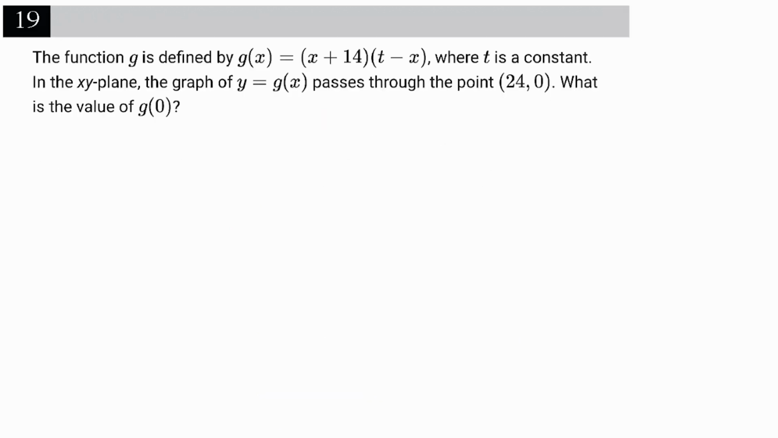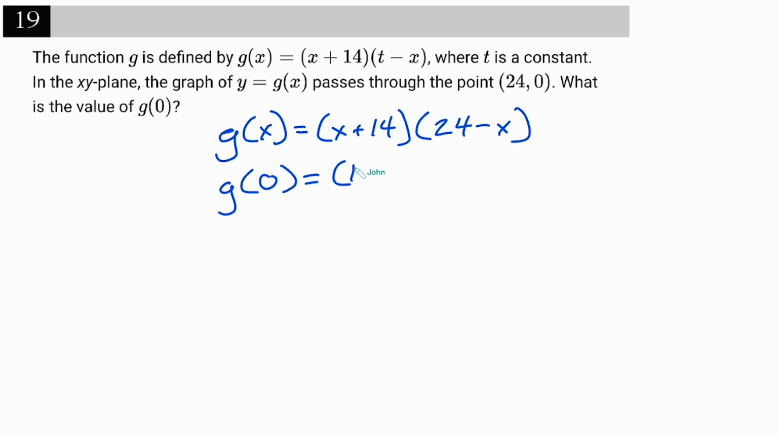The function g is defined by g of x is equal to x plus 14 times t minus x, where t is a constant. In the xy plane, the graph of y is equal to g of x passes through the point 24, 0. What is the value of g of 0? 24 is an x-intercept, which means either x minus 24 or 24 minus x must be a factor of g, so t is 24. That makes g of 0 14 times 24, which is 336.